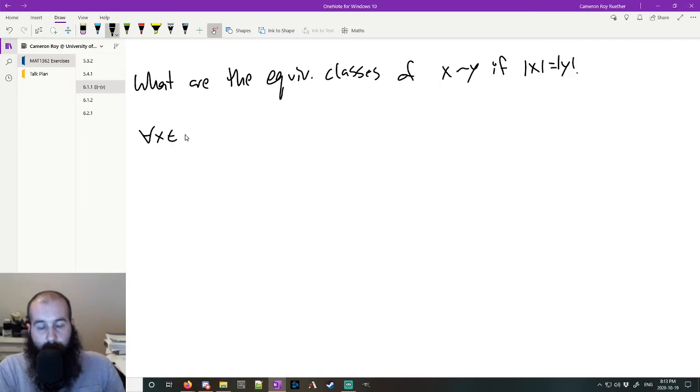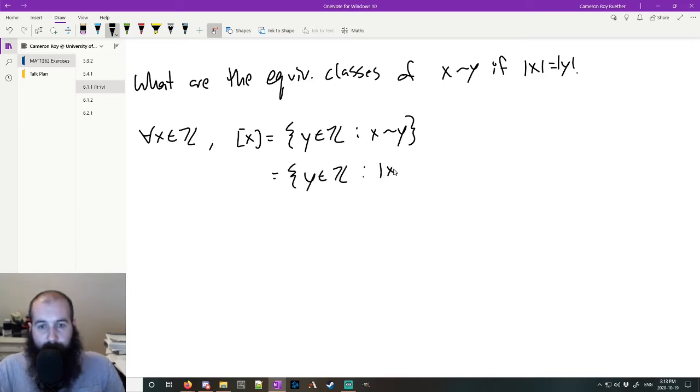For all integers x, the class of x is equal to the set of integers y such that x is related to y. This we can rephrase just by using the definition. x being related to y is the same as the absolute values being equal. So this is the set of all integers with the same absolute value as x, which we know is just x and minus x. And so therefore, this describes all of the equivalence classes. All of them have 2 elements, except for the class of 0, which has 1 element because 0 and minus 0 are the same.